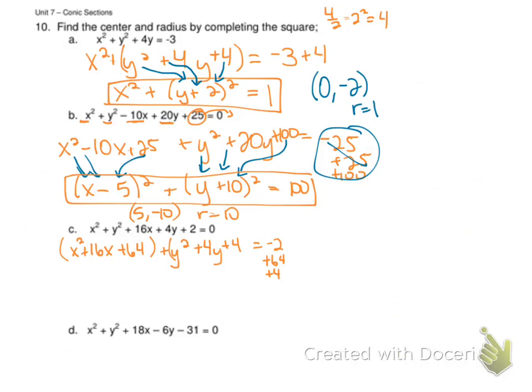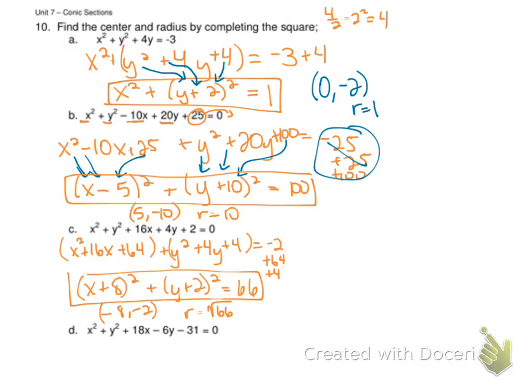Okay, so those are being grouped together and those are grouped together. So x plus 8 squared plus y plus 2 squared equals, let's see, 66. So the center is negative 8, negative 2, and the radius is the square root of 66. Because it's not a perfect square, so you just put the square root of 66.